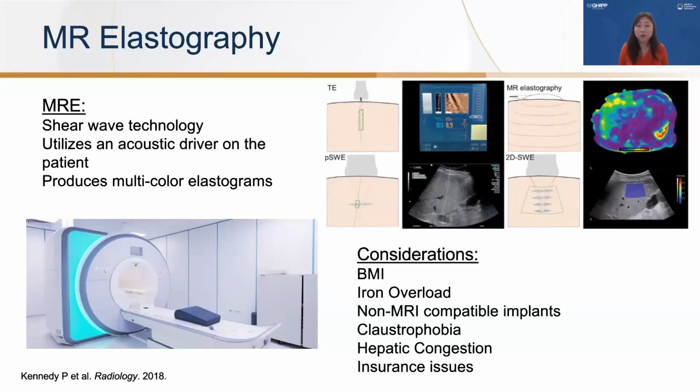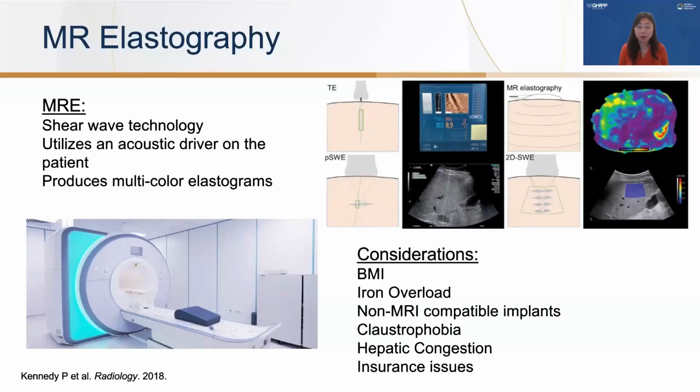Some insurances don't want to pay for MRI elastography because it's expensive. I live in New York, so with our insurance, if you indicate in your note that the patient's BMI is greater than 35 and that you feel that FibroScan would not be reliable, sometimes you'll get approval this way.